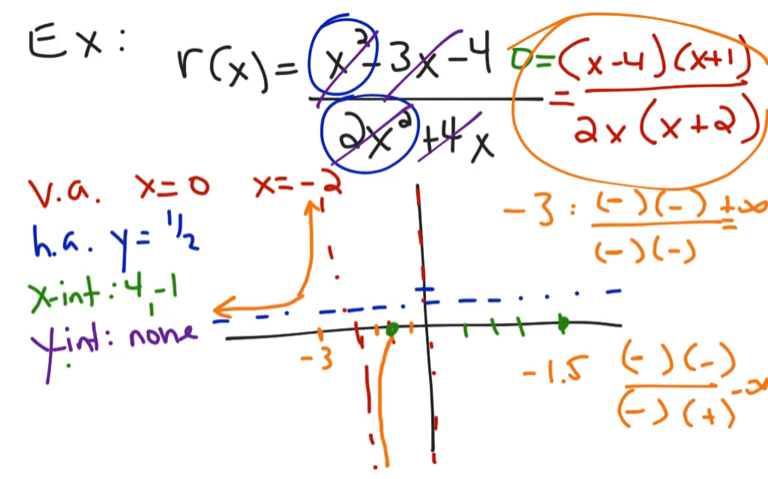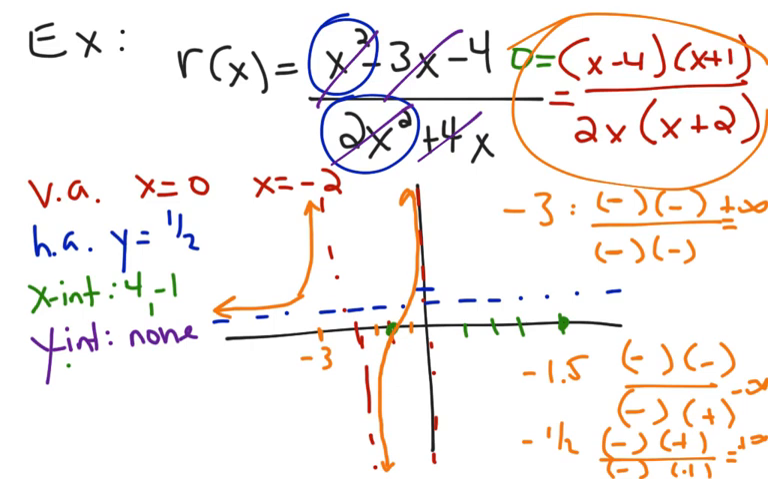Now let's try negative 1/2 and see what happens. If I plug negative 1/2 back into that factored form above, I get a negative times a positive over a negative times a positive. That's a negative over a negative, which is a positive, which means it goes to positive infinity, which means this part of the graph goes up. So this is one of those cases where part of the graph actually does cross the horizontal asymptote.